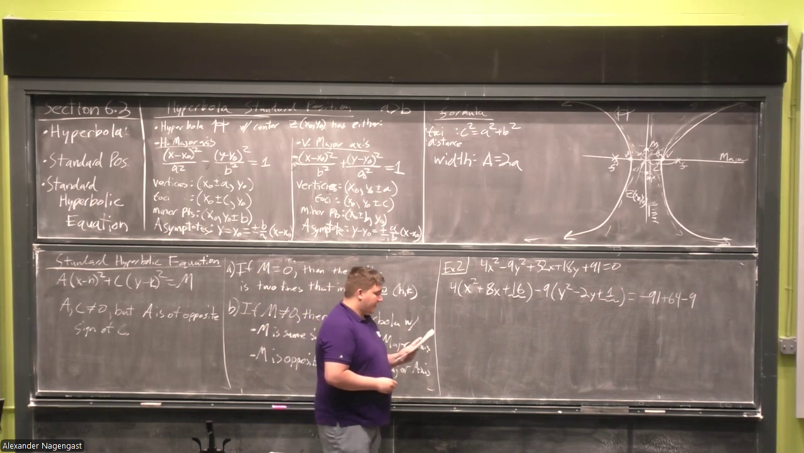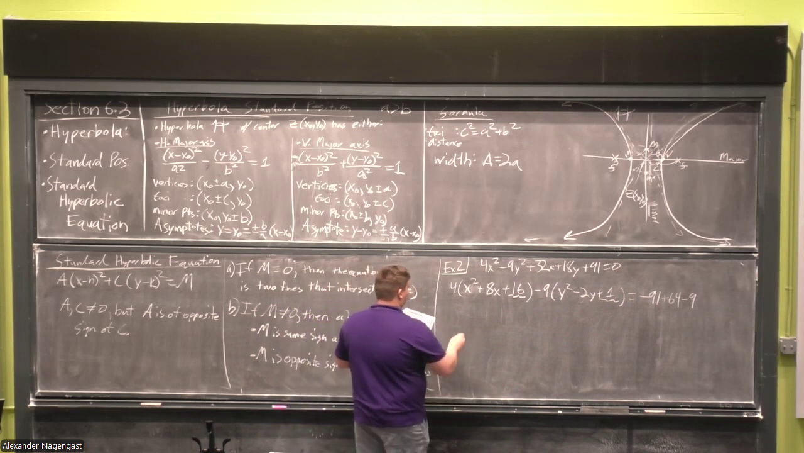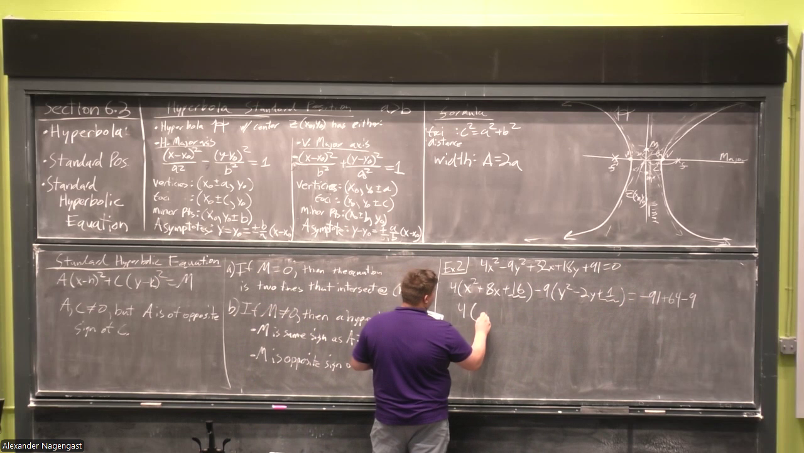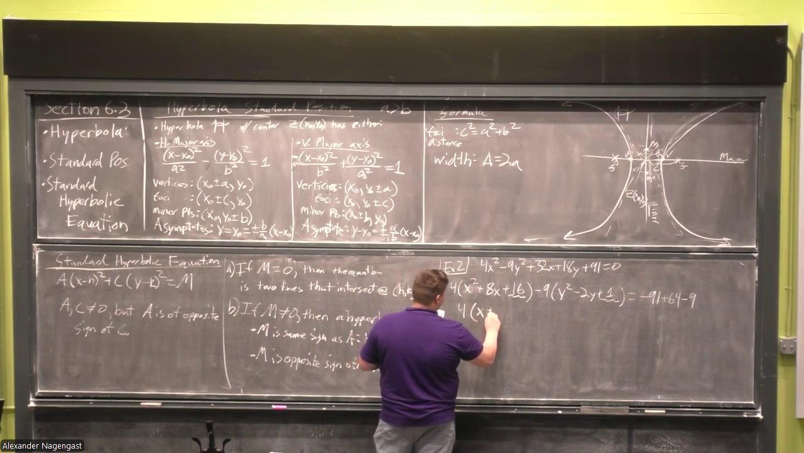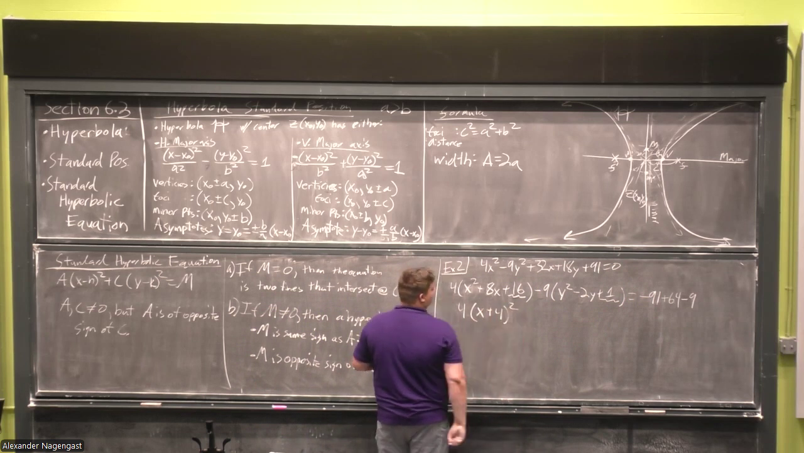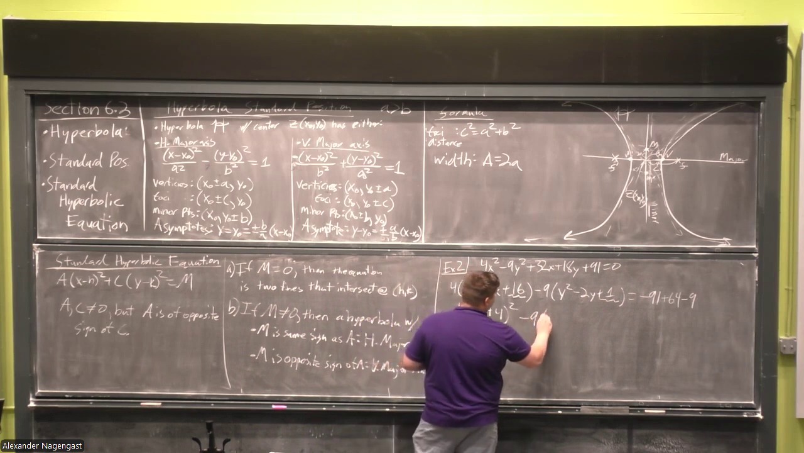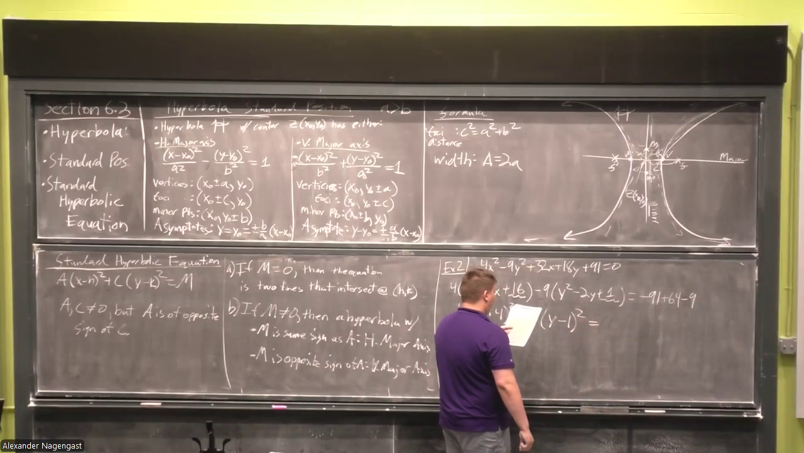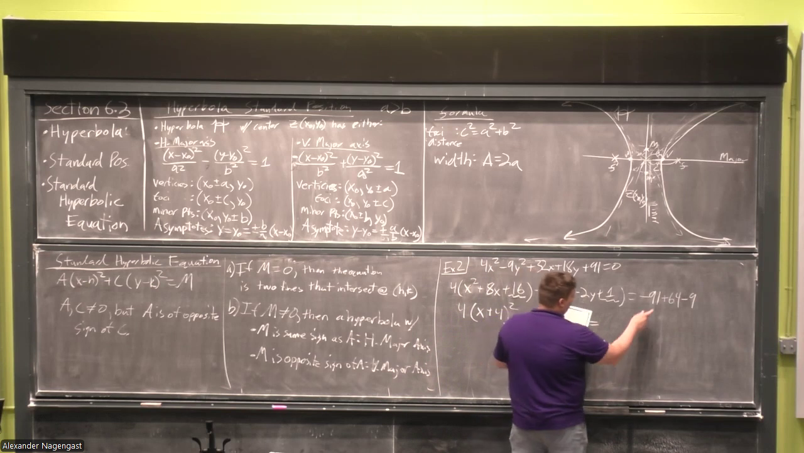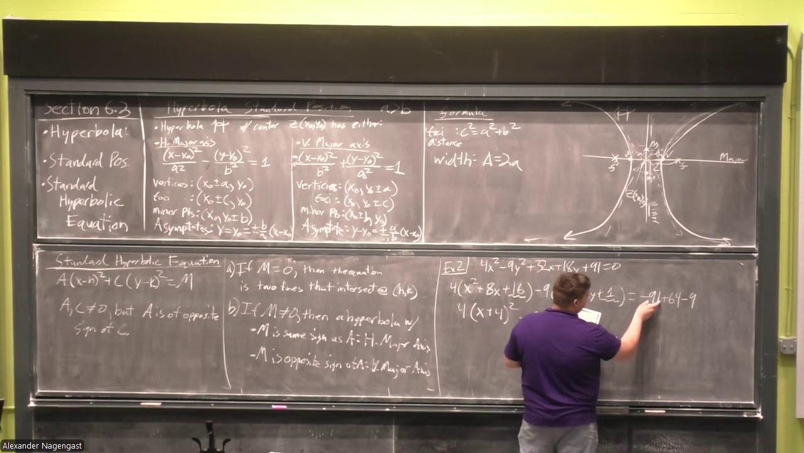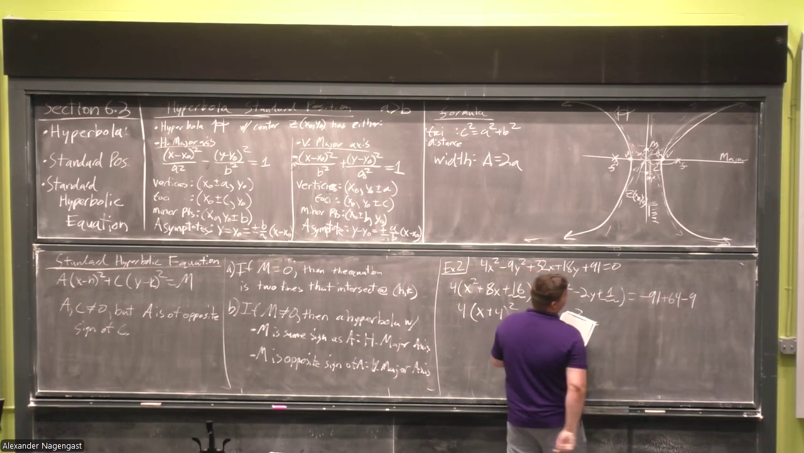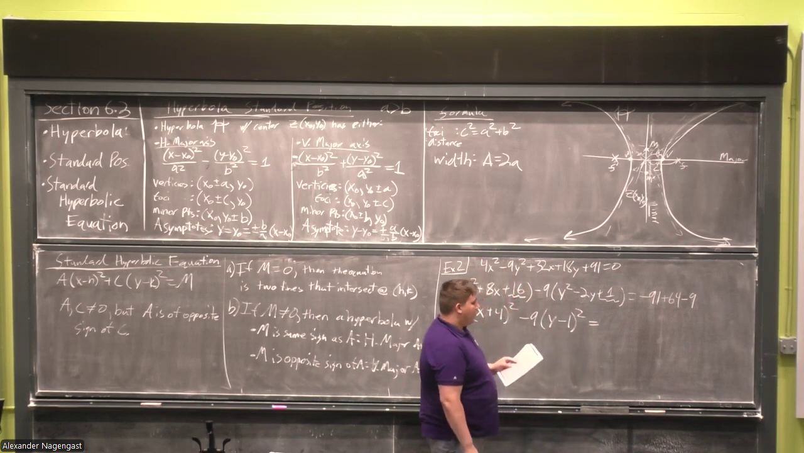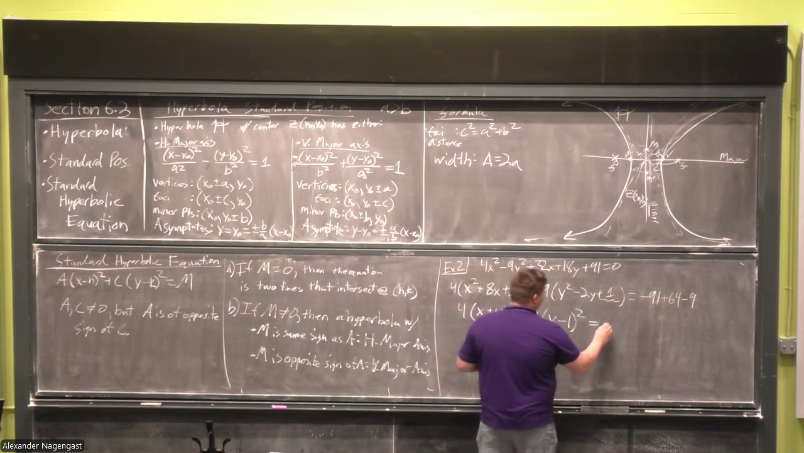So we can simplify, and we get 4 times (x plus 4) quantity squared minus 9 times (y minus 1) quantity squared is equal to, and we have 91 minus 9, that's negative 100, plus 64, that gets us negative 36.